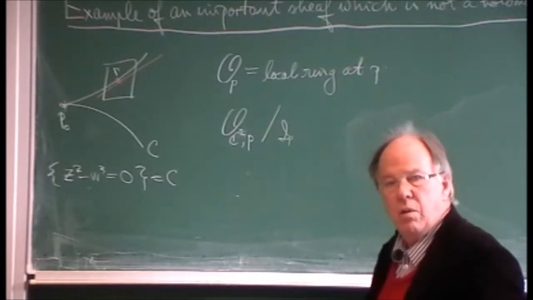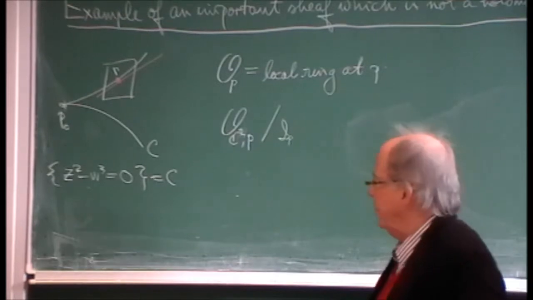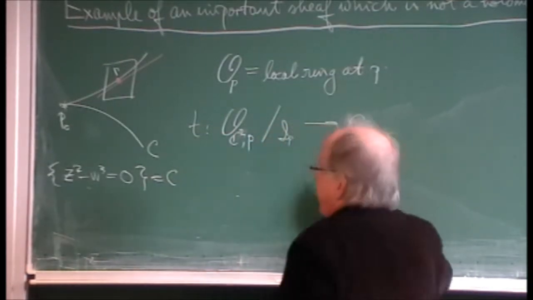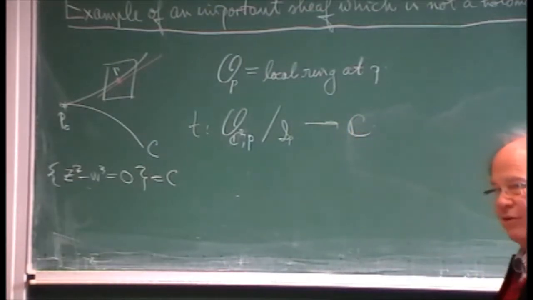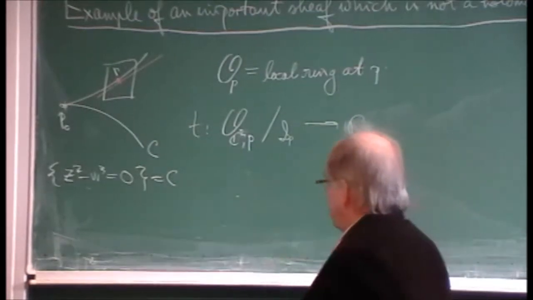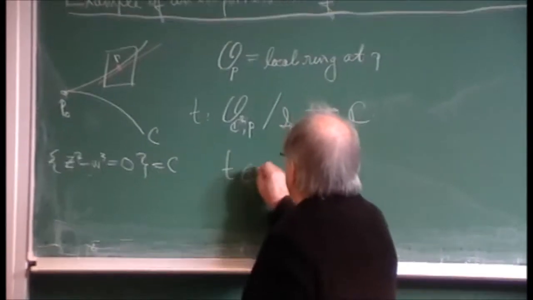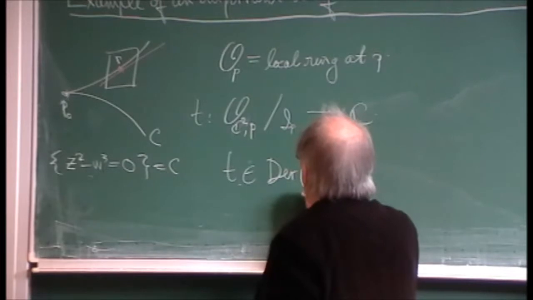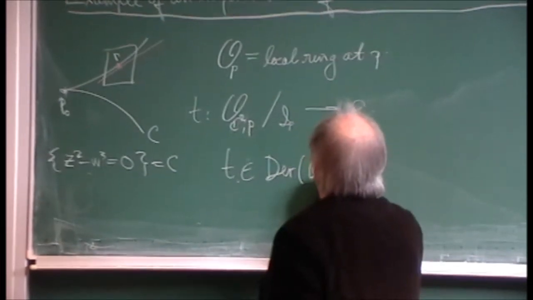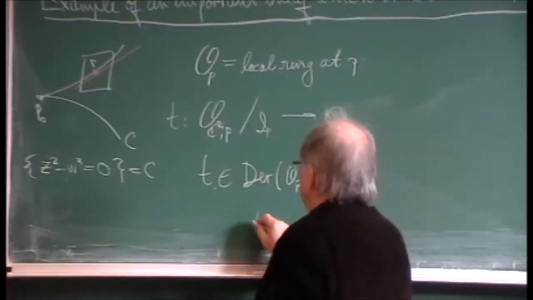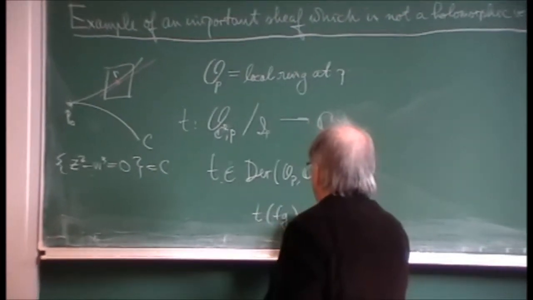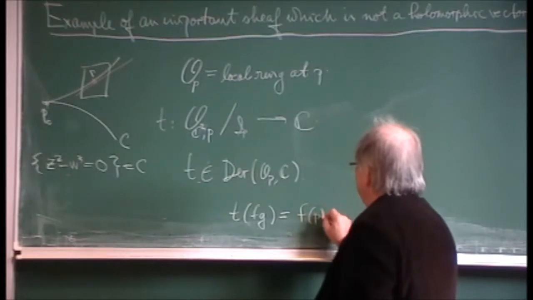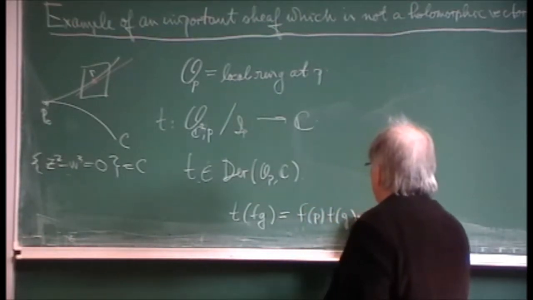And now you want to know what is a tangent vector. So a tangent vector is something that differentiates functions of first order. Here. So a tangent vector is, say, the derivations of this local ring with values in C. Let me emphasize that. So that means that if you multiply two functions, we've talked about this many, many times. One gets tired of writing the Leibniz rule.